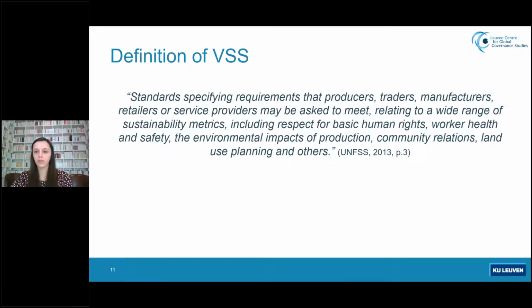So first, what are VSS? The United Nations Forum on Sustainability Standards, the UNFSS, defines VSS as standards specifying requirements that producers, traders, manufacturers, retailers, or service providers may be asked to meet relating to a wide range of sustainability metrics, including respect for basic human rights, worker health and safety, the environmental impacts of production, community relations, land use, planning, and others.